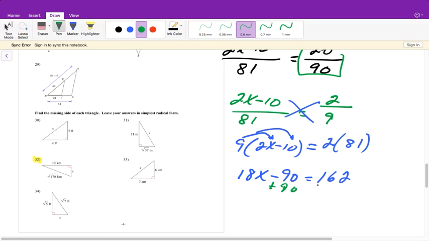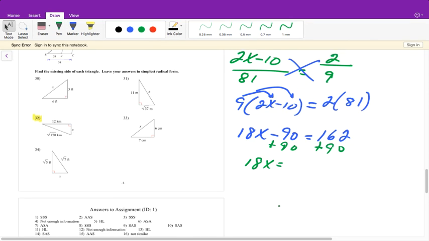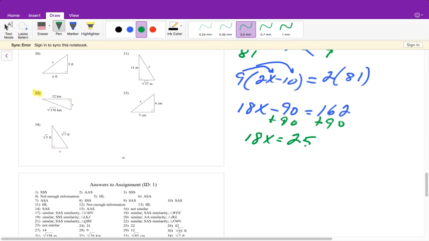Then we will add over the 90, add over the 90. So 18x is then equal to 252. We will divide each side by 18. Divide each side by 18.